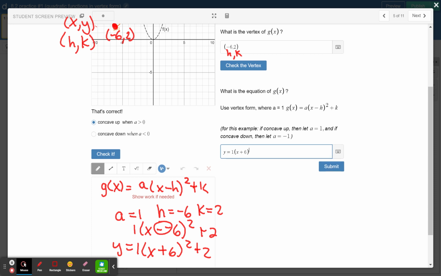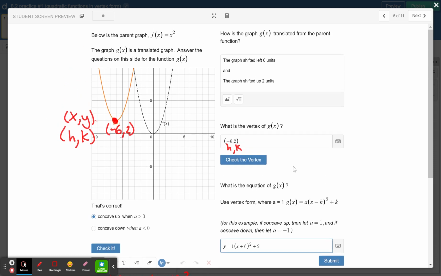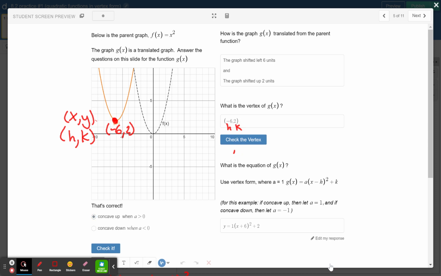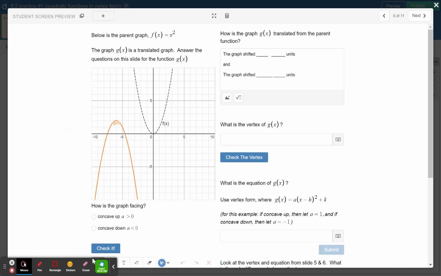So how we can confirm that it is truly the line, let's go back up here and submit it. And then it should highlight, which it did, over the orange g of x. Now if you notice this one, we're looking at the vertex. Remember, we're going from the origin and we want to end here. Where do we end? We end at -6 comma 2. You should notice, like, oh wow, this is the same vertex that we had in the last slide. So left 6, up 2.